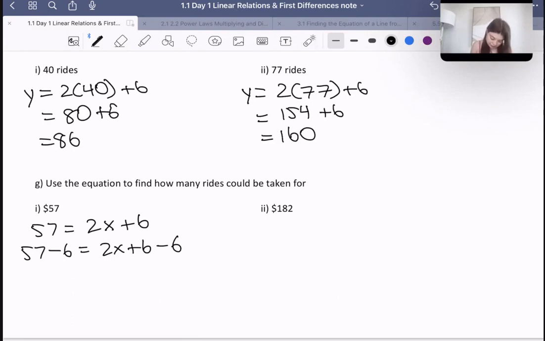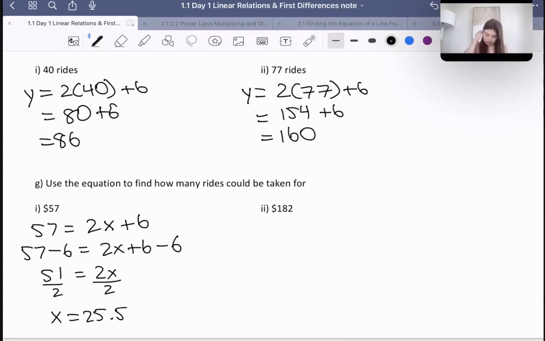Now 57 minus 6 would be 51, right? 51. And then 2x plus 6 minus 6, well, plus 6 minus 6 is just 0, so that will be 2x. And that's our whole goal, right? And then what we need to do to get rid of the 2 is divide both sides by 2. 2 divided by 2 is 1, so that'll just give us x. And I'm switching the left and the right. And then 51 over 2, well, that's going to be 25.5.